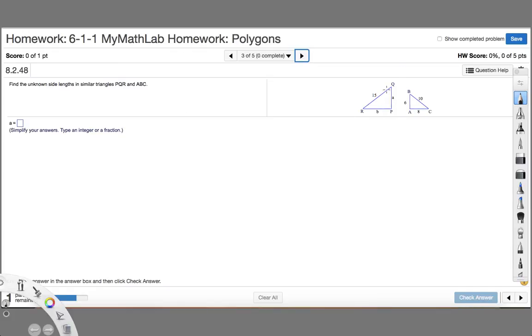So what we have here is that these triangles are similar, and that means that corresponding sides are proportional, and you're probably thinking, Dr. Fisher, too many words. Well, point taken. Let's draw some pictures.